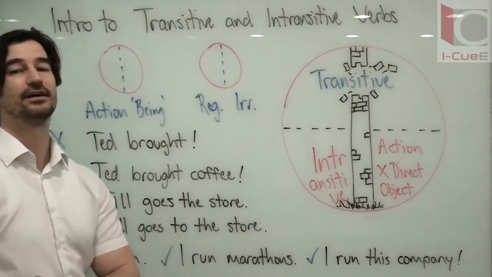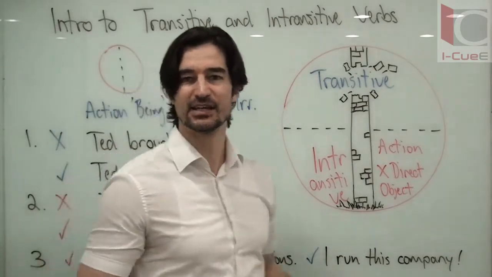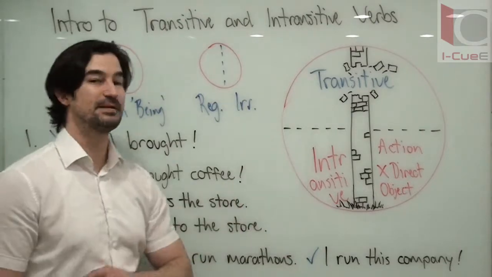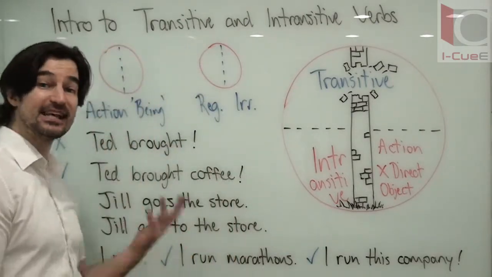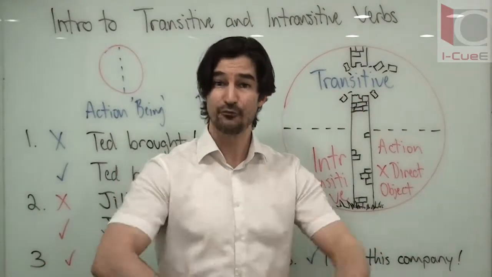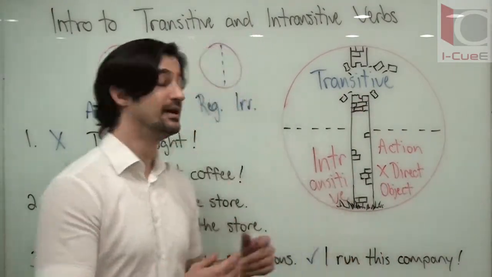First, I run. Well, that's really easy. That's one of those two-word sentences. See, and if it's a two-word sentence, it must be intransitive. And this just means I have a habit. I run. I do this every morning, maybe. But I run. It's something that I do.